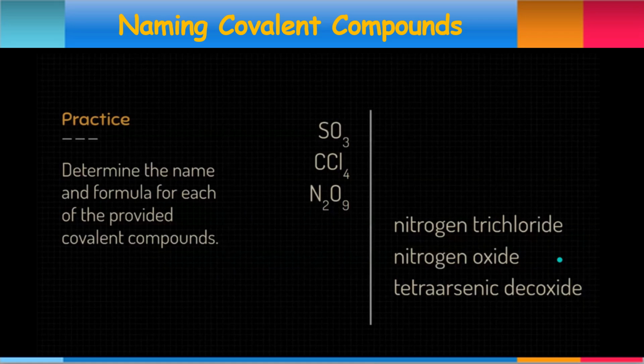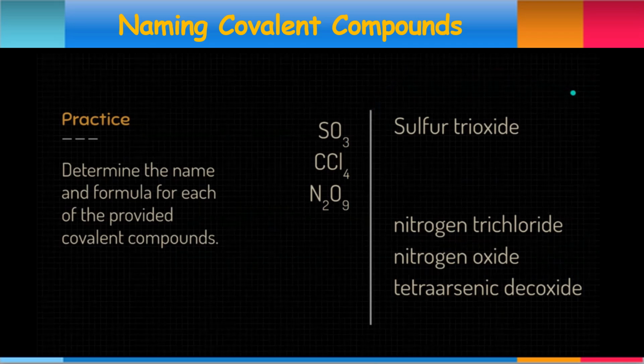So let's determine the name and formula for each of these provided covalent compounds. Let's start with the first one, SO3. All you need to do is name the elements in order with the prefix to determine the amount. The first one is sulfur trioxide. Notice that we did not use mono for the first element. That's typically not what we do. We sometimes never use mono at all, but we never use it for the first element, only for the second one. So this one's called sulfur trioxide. One sulfur and three oxygens.